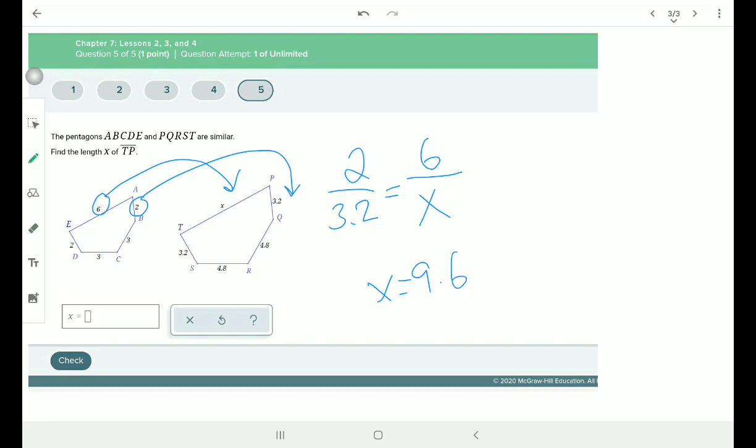So a lot of these similar polygons, we can just draw a proportion to figure these out. So I hope this kind of makes sense and helps you out with this Aleks assignment today.